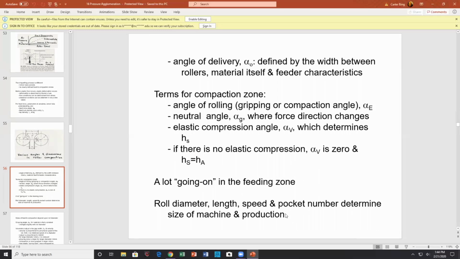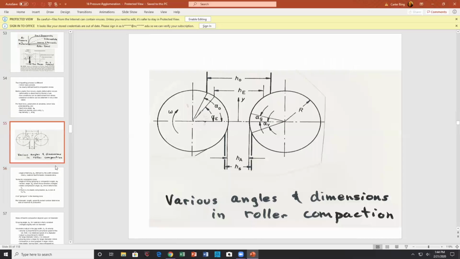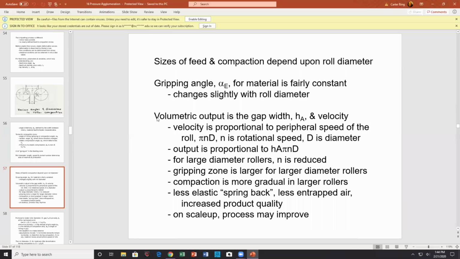Lot going on in the feed zone. And if your feed is not the same, and it's variable feed, varying particle sizes because it came out of a bin and the bin was stratified, holy tamale. Lots of problems, yeah. Let's move on. We also have the gripping angle. Size of the feed and compaction depends upon the roller diameter. Volumetric output is the gap width and the velocity. So we have the gap width times the velocity.